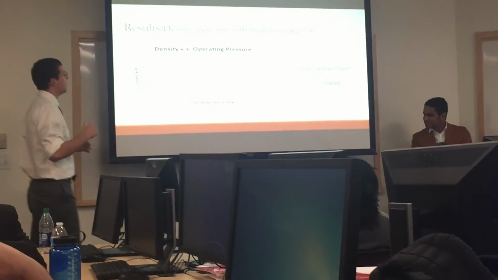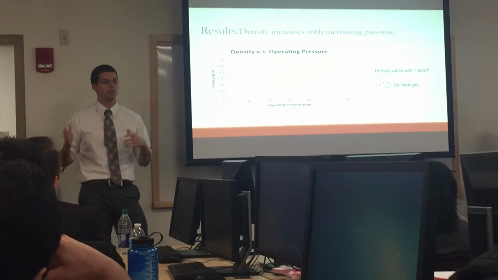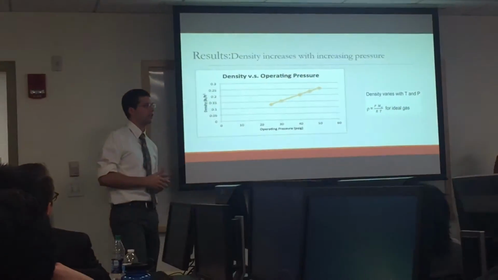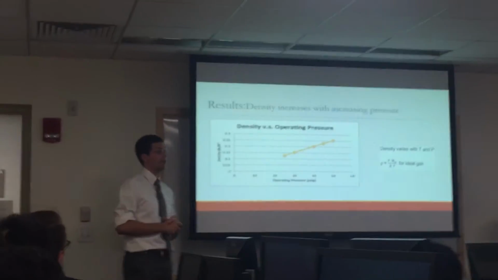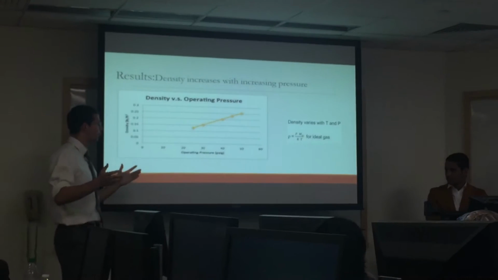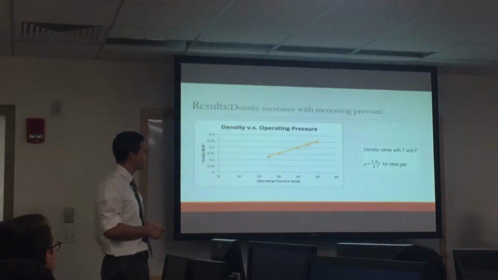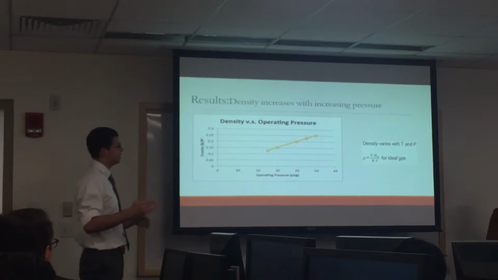So we picked 3 different mass flow rates, and we started running different trials at different operating pressures. And the first thing that we noticed is that as we increased our pressure, we increased our density as well. This follows mathematically. It fits pretty perfectly. It's a linear relationship. And so then we started seeing what happened when that density increased.